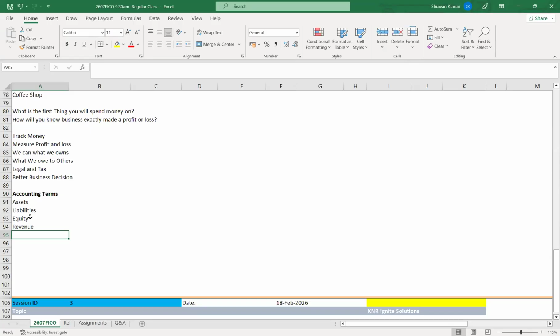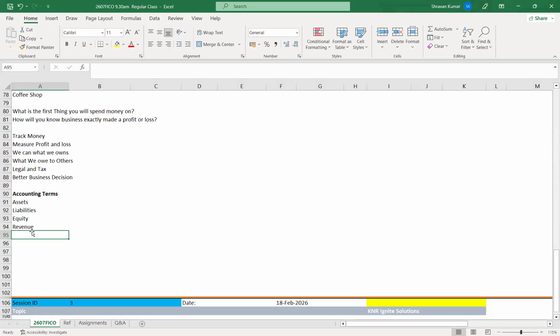Revenue tells us how much the business has earned before considering the expenses. This is important. Let me ask you one more question here. If your coffee shop is selling coffee worth 5,000 in one day, is that revenue for you? It's revenue for you, right? Because whatever you are selling, you are getting money in return. So that is exactly what the accounting term revenue means.